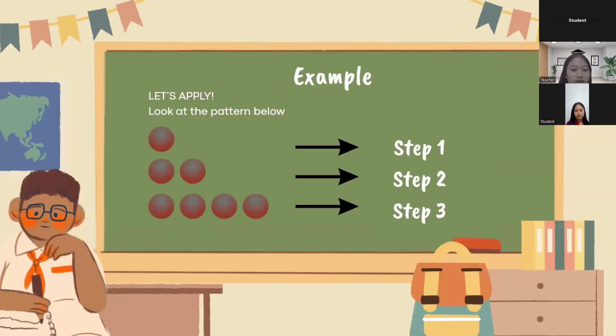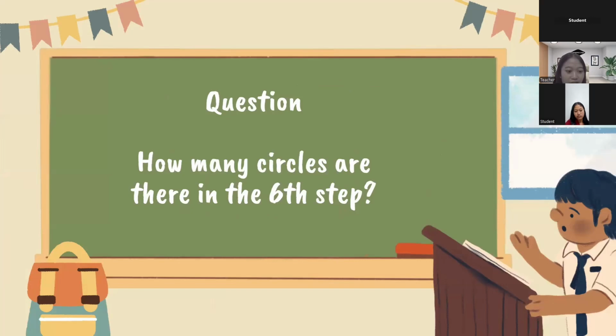Let's apply. Look at the patterns below. There are step 1, step 2, and step 3. And the question is, how many circles are there in the sixth step? How do we find it? Multiply, miss. Yes, correct.